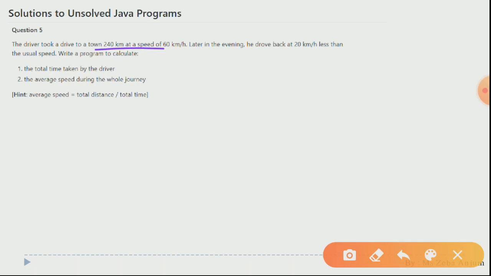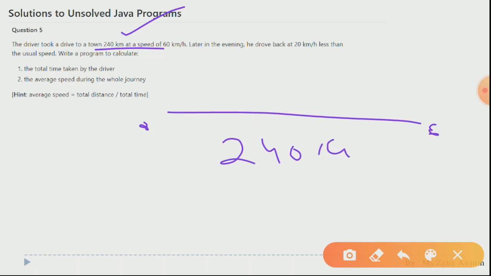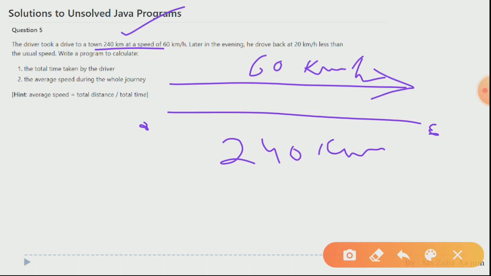Now my dear students, see over here, you are having a distance of 240 km. Okay, see over here, this is the starting point and this is the ending point. You are having a distance of 240 kilometer. Now while starting the journey, while moving forward, he used 60 kilometer per hour as his speed. Okay, he drove back at 20 kilometer less than the usual speed. So 20 kilometer less than your usual speed, meaning from 60, so he must be driving at 40 kilometer per hour. Now you have to find out the total time as well as the average speed during the whole journey.